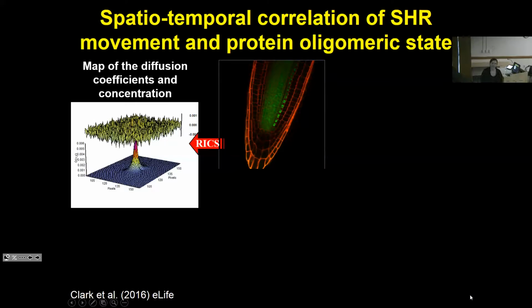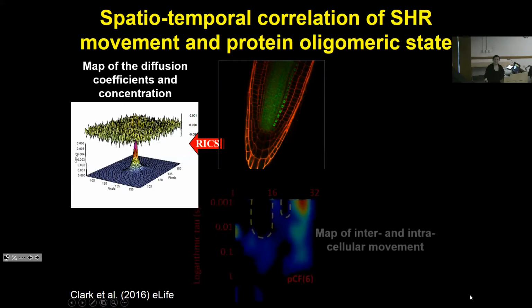And so what I'm going to present, and we use this imaging technique in the plant for the first time, is raster image correlation spectroscopy. I'm going to go into the details in a second, but you can really calculate movement. I want to take a second and tell you that we have to use diffusion coefficient as a term, but that doesn't mean that your proteins are diffusing. They can be actively transported. It's just that the physics term is diffusion coefficient, but they can be really actively transported, as in this case.